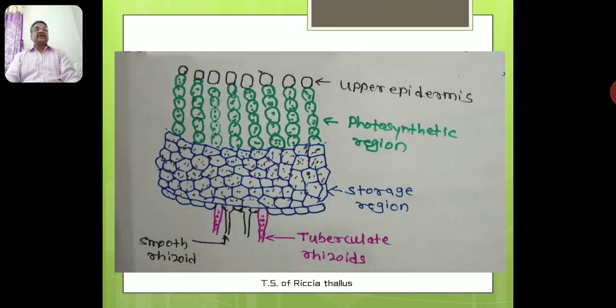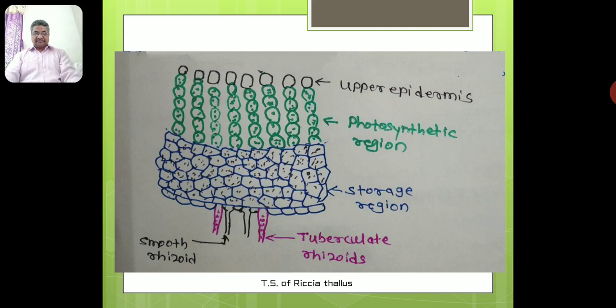So this figure explains the anatomical structure of the Riccia thallus. The upper epidermis is single layered, each cell is separate. Then the photosynthetic region has the chlorophyllous cells arranged in rows. Then towards the lower side, you will find the storage region.